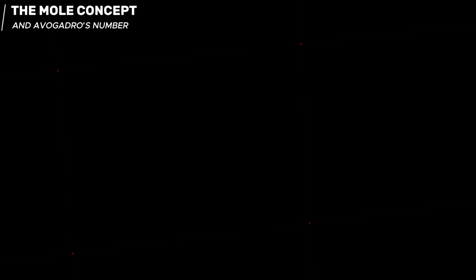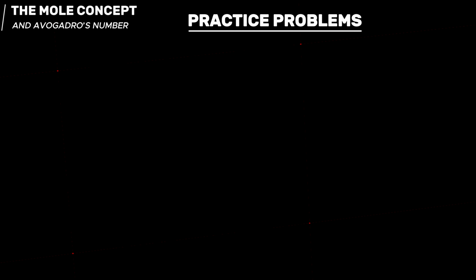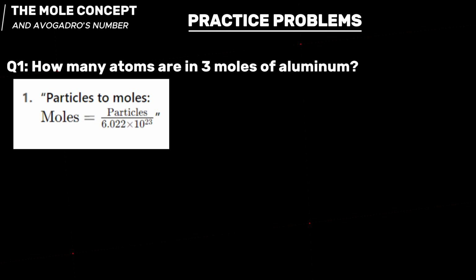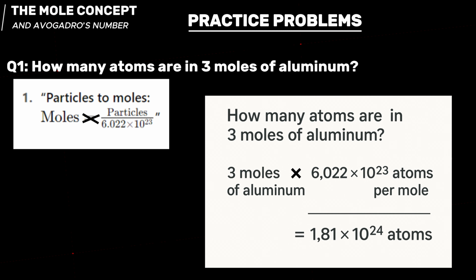So let's see some of the practice problems. Number 1, how many atoms are in 3 moles of aluminium? It's simple. We go back to that formula 1. The number of particles equals moles times 6.02 times 10 to the power 23. So by the time you multiply 3 moles by 6.02 times 10 to the power 23, you get 1.807 times 10 to the power 24 atoms.